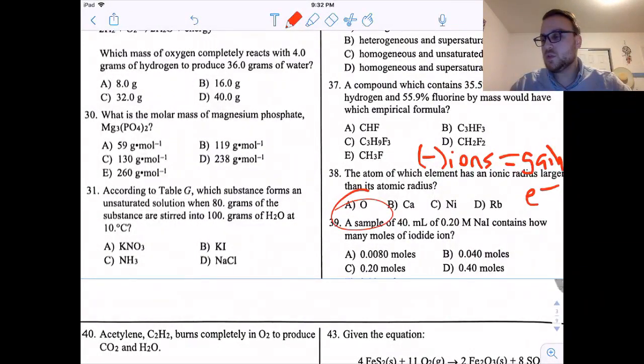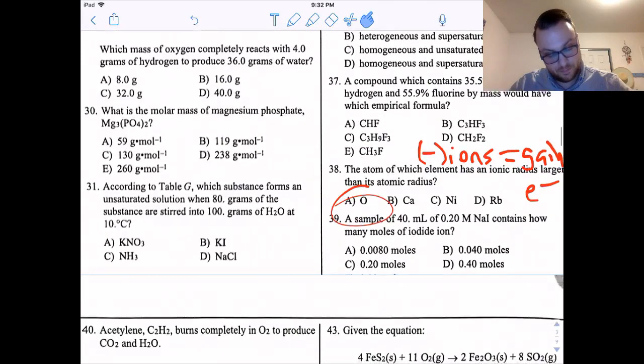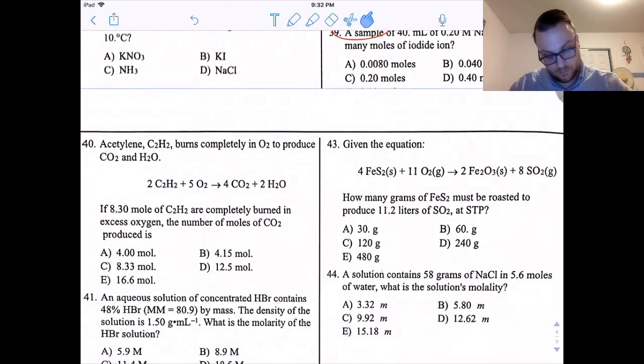40. All right, so everyone's favorite question to ask: how hard is this going to be on the Regents? 40 is the hardest stoic problem you'd see on a Regents, theoretically. Moles to moles.